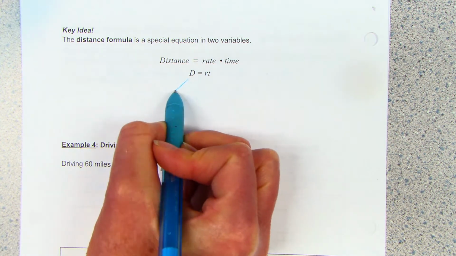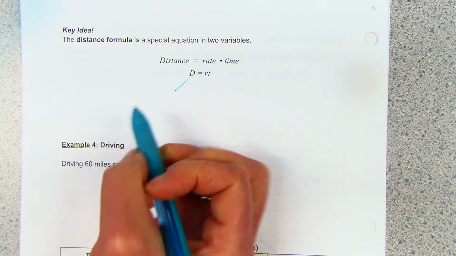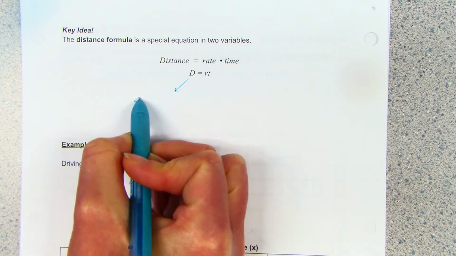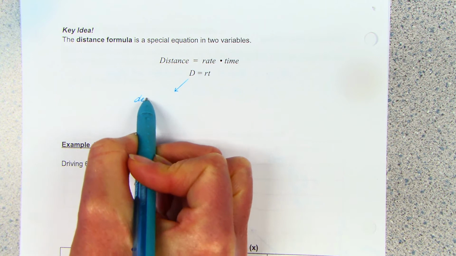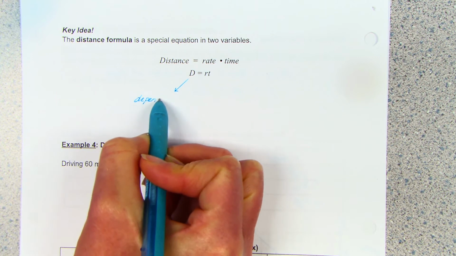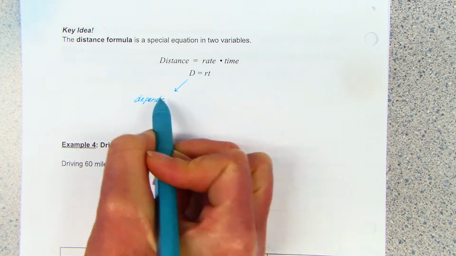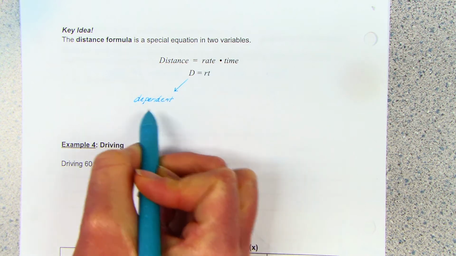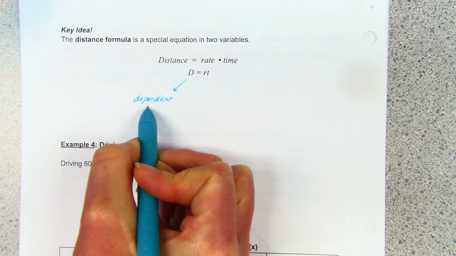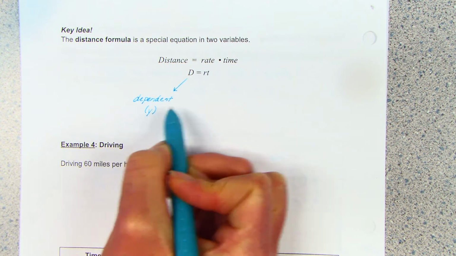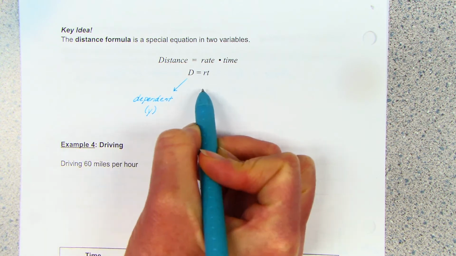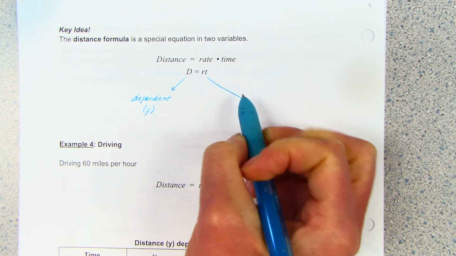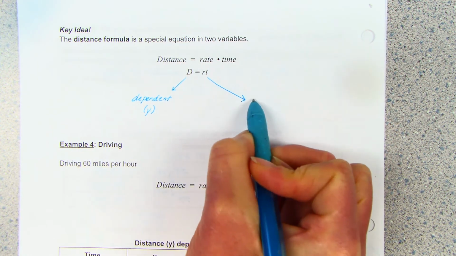So this d, notice that it's the only one that's capitalized. The d, that's the dependent. How far you go depends on how fast you were driving or how long you were driving. Dependent. Okay, and that's the y value. And then the t is the independent.